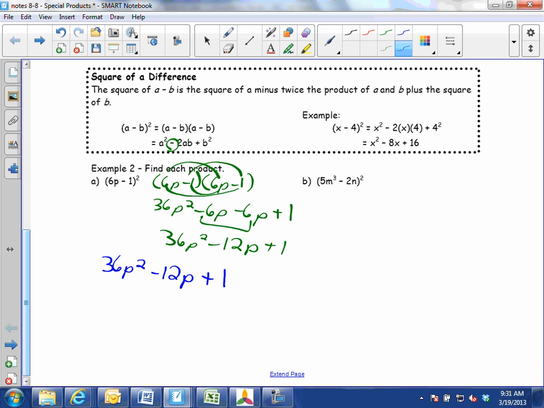The only thing that's different is that this middle term is subtracted. This last term will always be added, because negative times negative is always going to be positive. Okay, does this make sense?